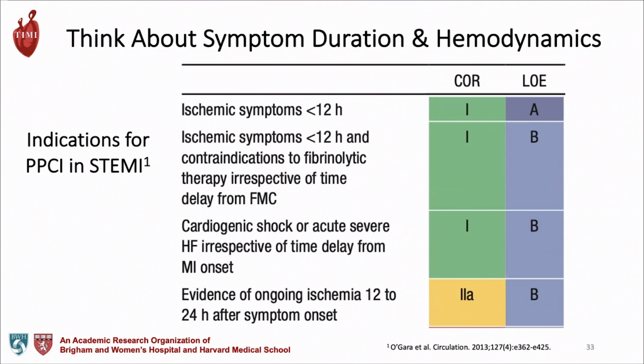If they have ischemic symptoms for less than 12 hours and there are contraindications to fibrinolytic therapy, they should for sure go straight for primary PCI, even if it's going to take longer than 120 minutes. And then if they have cardiogenic shock, regardless of how long it's been since the onset of their symptoms, they should go straight for primary PCI. The benefit of primary PCI after 12 hours is somewhat diminished, although we tend to still treat these patients with PCI, particularly if there's any evidence of ongoing ischemia in that 12 to 24-hour period. And beyond 24 hours, there's a bit of a judgment call. And again, it often comes down to whether there's evidence of ongoing myocardial ischemia.